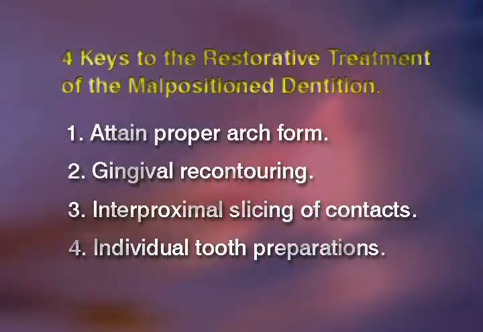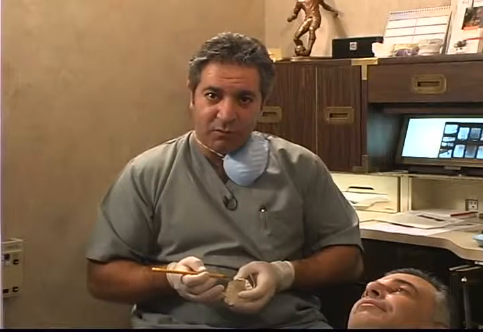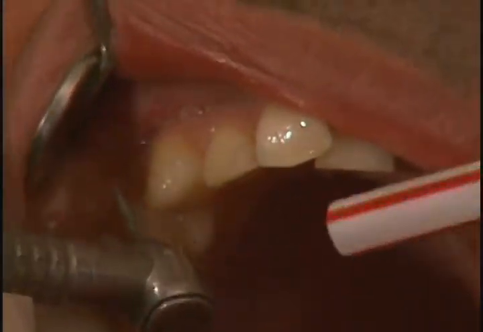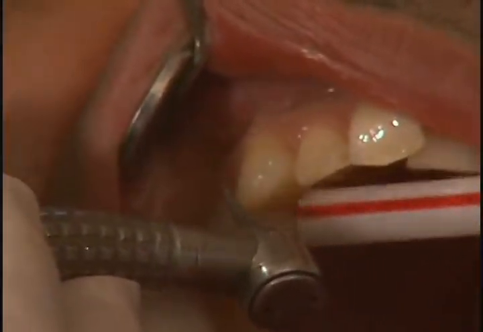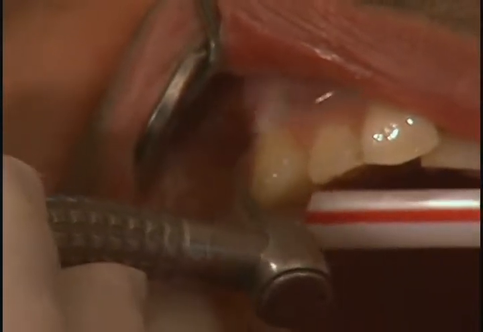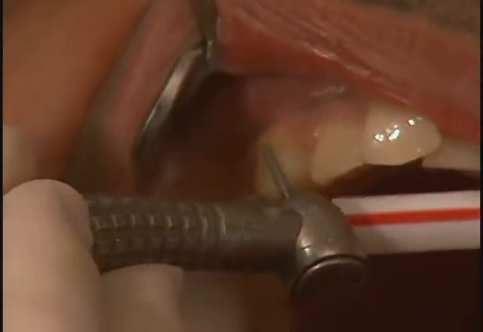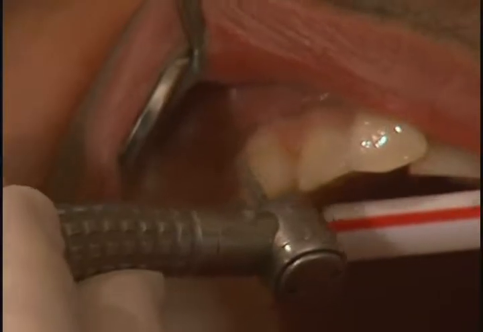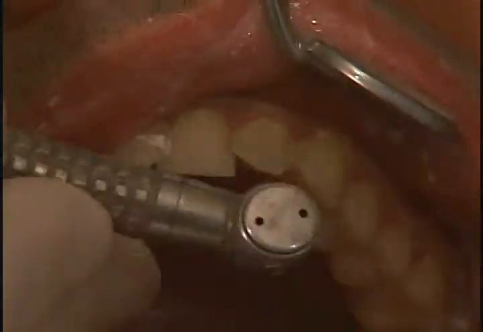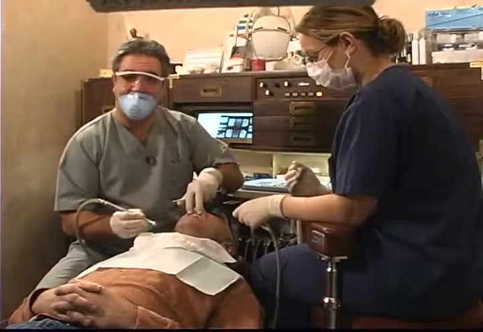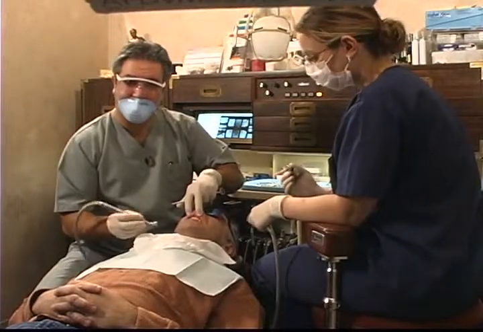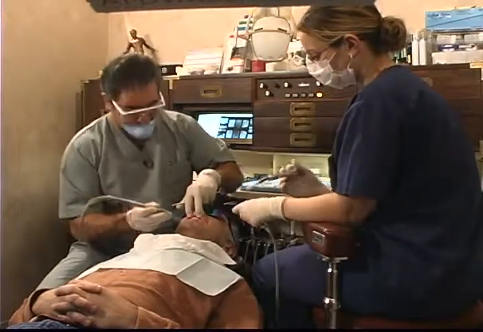So Jerry has already been pre-anesthetized, and we're going to commence with treatment today. The first step that we're going to be doing today is remove all the excess labial tissue so that we can get a proper arch form. Now that we've finished the labial reduction, we're going to go into the lingual reduction, specifically tooth number 2-1.